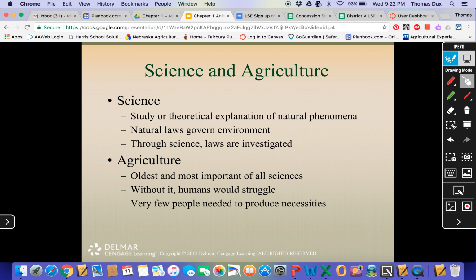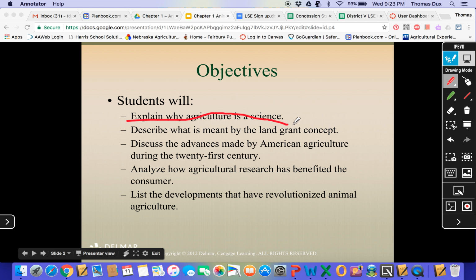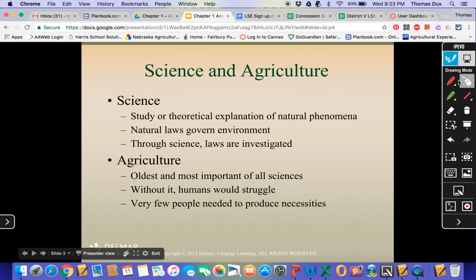Science and agriculture. This covers our first objective right here, where it says explain agriculture as a science. So this is the first one right here, where it talks about science and agriculture. The definition: science is a study or theoretical explanation of natural phenomena. It also is natural laws that govern the environment in which science takes place, and it is through science that those laws are investigated. So it is a study or theoretical explanation. Okay, it's a theory explaining things.